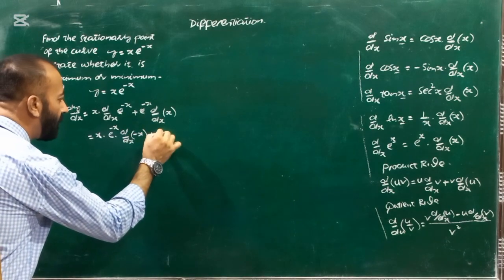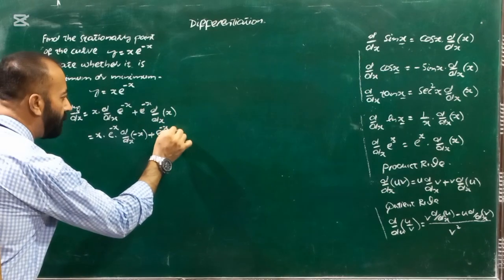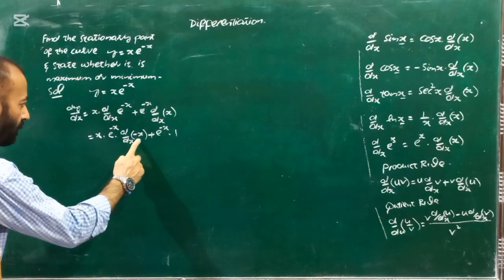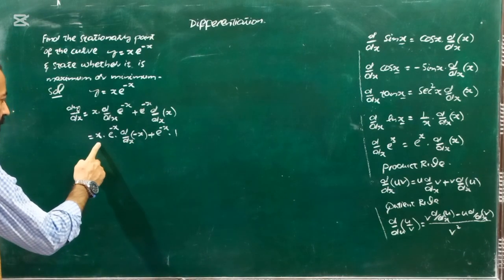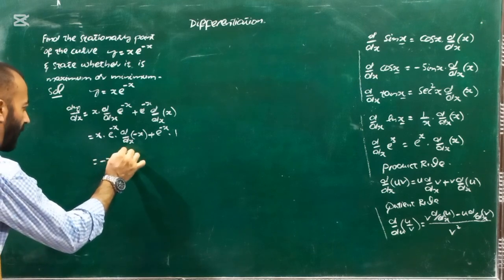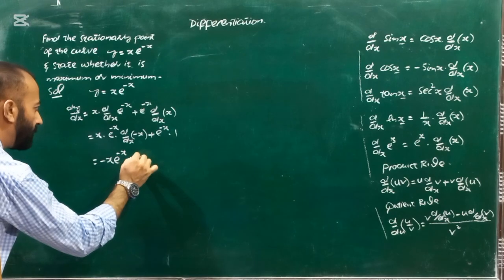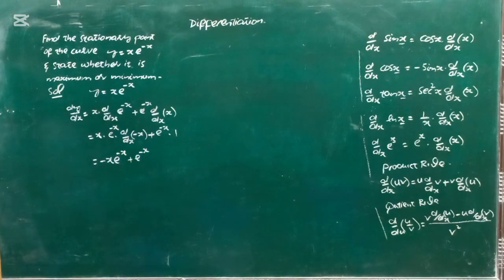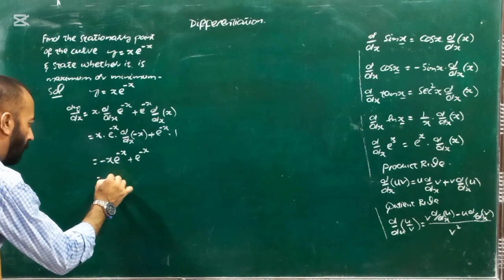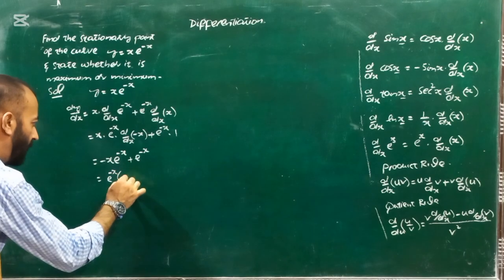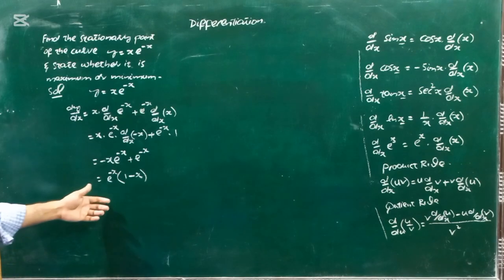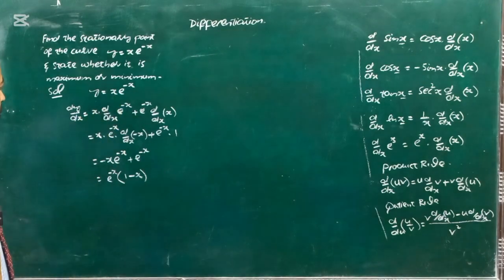plus this e raised to power minus x will remain as it is, and differential of x is 1. Okay, in the next step the differential of minus x is minus 1, so minus 1 will come before, so minus x e raised to power minus x and plus e raised to power minus x. So this is the differentiation. Okay, you may take e raised to power minus x common. So e raised to power minus x is taken common, so remainder will be 1 minus x. So actually this is the differentiation of the function.